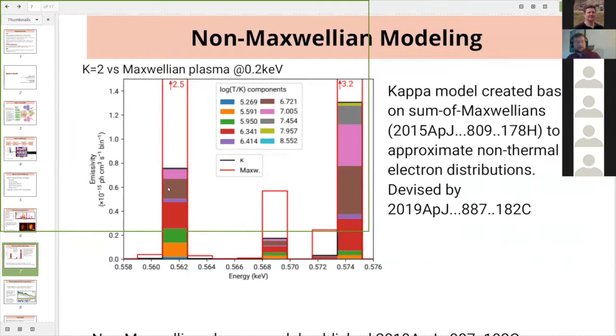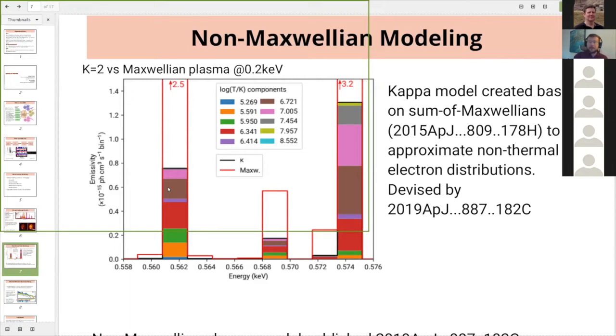The other major release is the non-Maxwellian modeling package called Kappa. Non-Maxwellian electrons could arise when, for example, a sudden shock accelerates your electrons. So instead of having a Maxwellian distribution of electron energies, some of those low energy electrons get bumped up to high energy, and you end up having this high energy tail, which is not well represented by any of the Maxwellian models that we have.